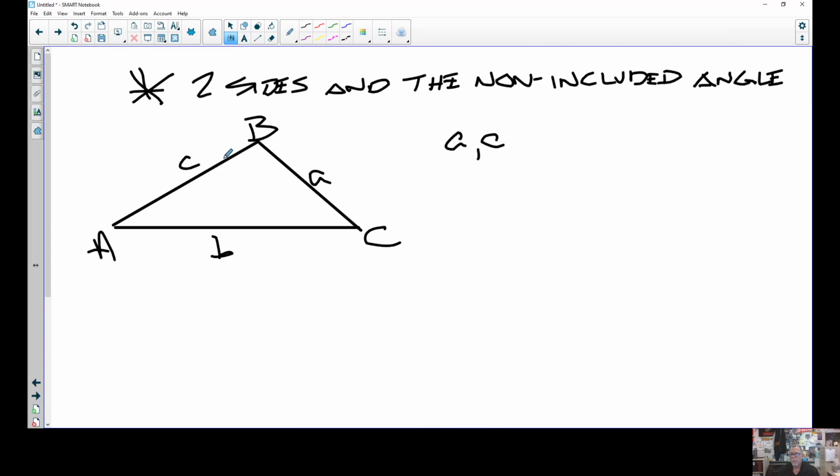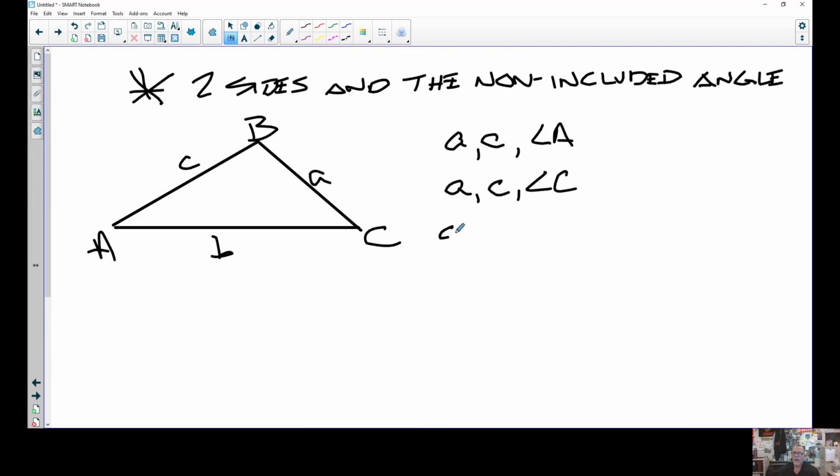This would be, angle B would be the included angle. It's the included angle because its vertex is created by the two sides we talked about. We want a non-included angle, so A or C. So if I had length A, length C, and angle A, I would have two sides and a non-included angle. Or if I had A, C, and angle C, I would have two sides and a non-included angle.